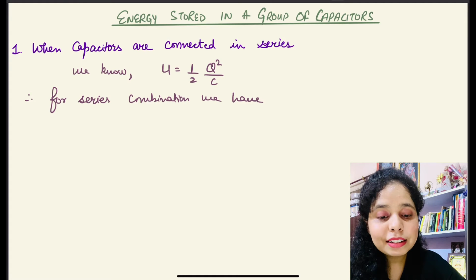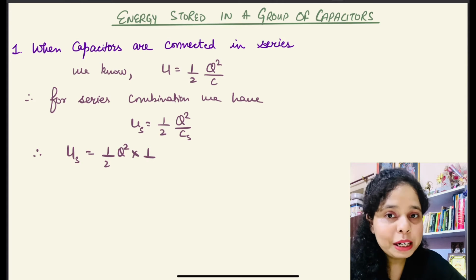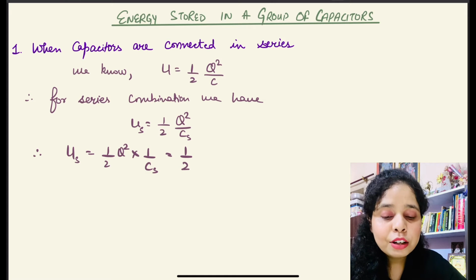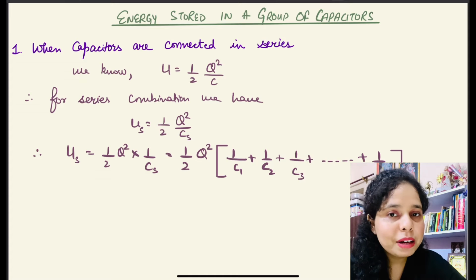US is equal to 1 by 2 Q square by CS. I will not put the subscript for charge because in series combination the same charge remains with every capacitor. So we can say US is equal to 1 by 2 Q square multiplied by 1 upon CS. So recalling the formula for CS, we can say 1 by 2 Q square multiplied by 1 upon C1 plus 1 upon C2 plus 1 upon C3 plus and so on 1 upon Cn. I have just substituted the value of 1 by CS.